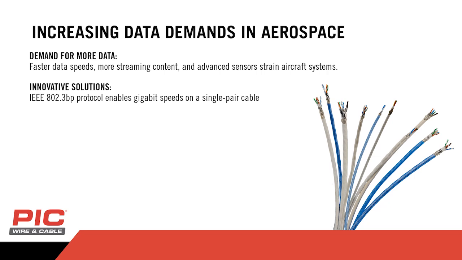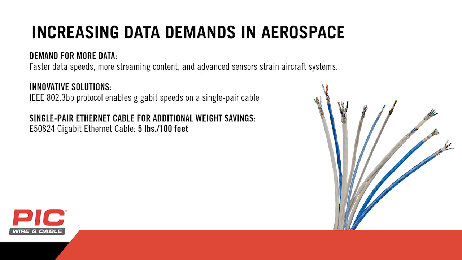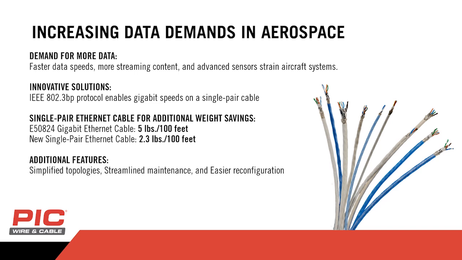We are excited to announce our new single pair Ethernet cable capable of full duplex gigabit data transmission. For comparison, our flagship gigabit Ethernet cable E50824 weighs 5 pounds per 100 feet, while the new single pair Ethernet cable weighs only 2.3 pounds per 100 feet. This innovation is set to transform the aircraft interconnect systems by offering significant weight savings and additional benefits.